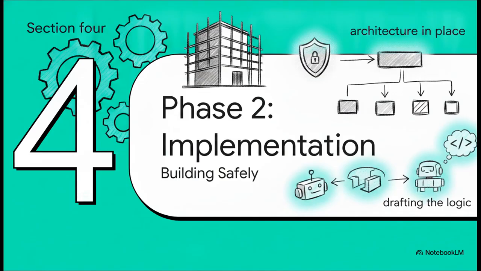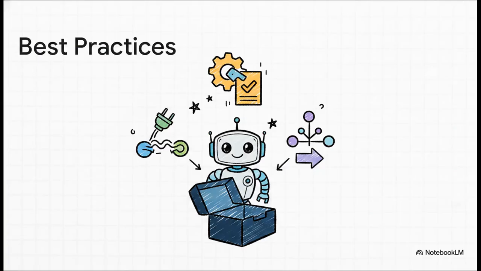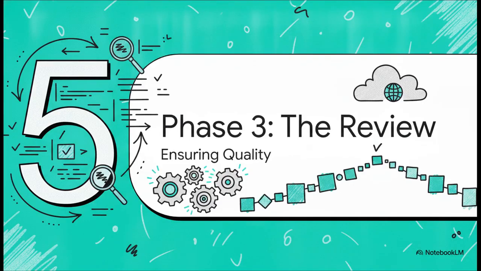Section 4, Phase 2, Implementation. So with your architecture in place, the building begins. But the crucial point here is that giving your agent the right tools is everything. You've got to keep them updated with the newest libraries and docs, often using the Model Context Protocol, or MCP. Enforce automated testing so the agent can check its own work without you ever having to touch the terminal. And please use Git. When the AI inevitably breaks something, you need a structured way to just revert those changes instantly.